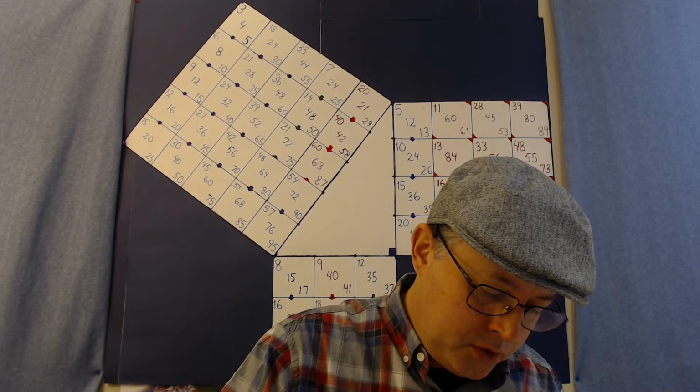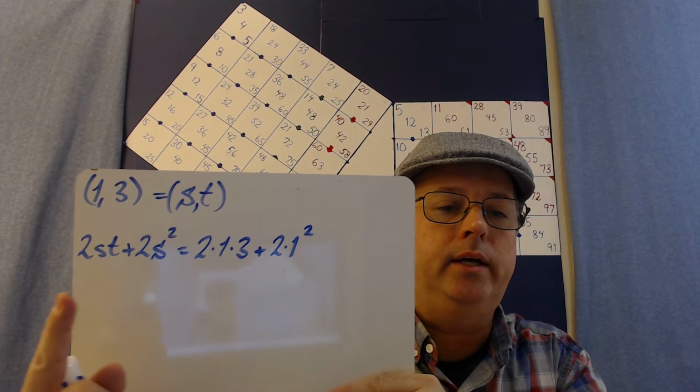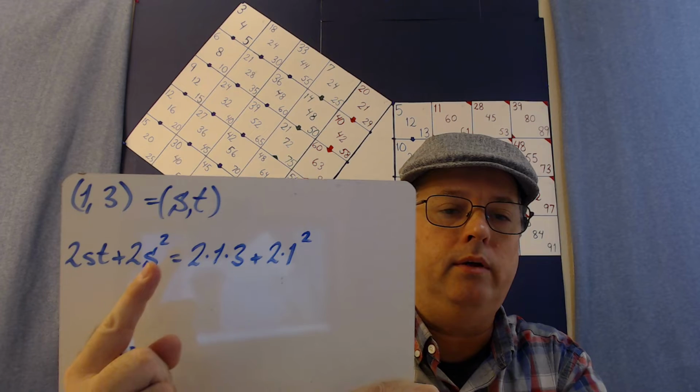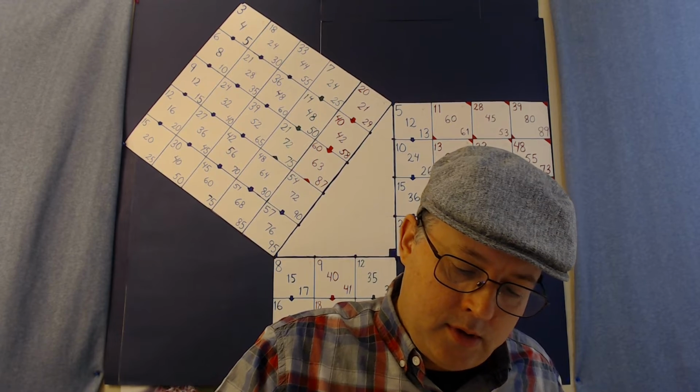Okay, so we have 2st plus 2s squared, and that's going to be 2 times 1 times 3 plus 2 times 1 squared. Okay, so we're substituting in 1 and 3 for s and t here. So you've got the 1 times 3 and then the 1 squared there. And so then that gives us 6 plus 2. That's giving us 8 there.